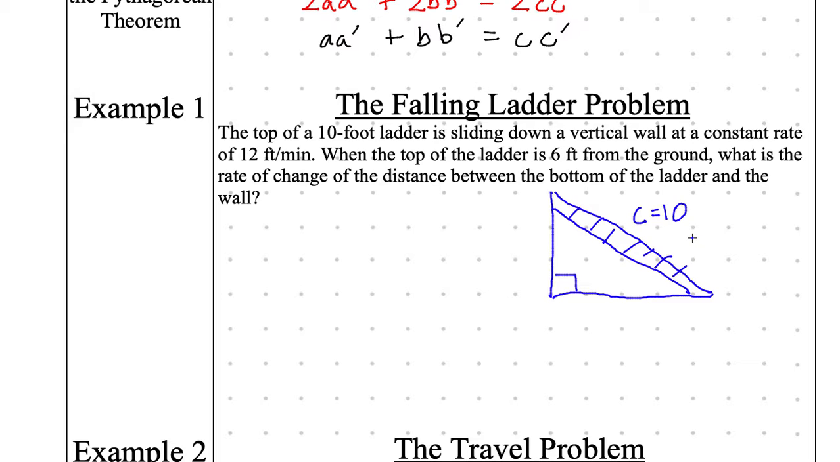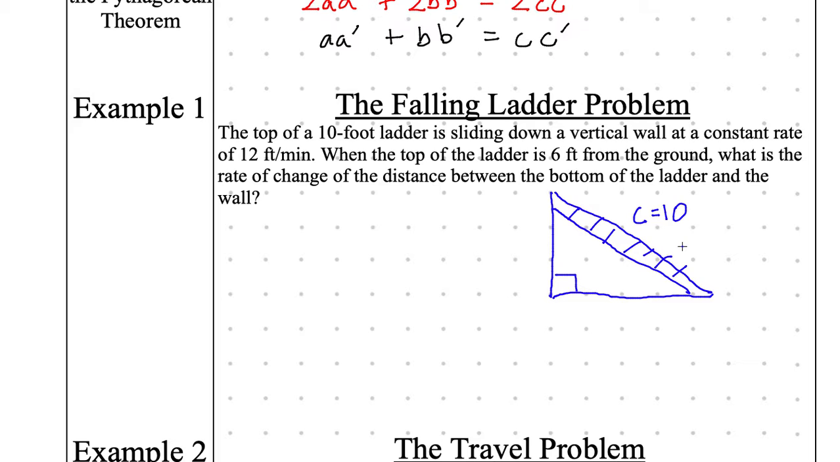C prime is not 12. Oh, is it negative 12? So how fast is the ladder changing size? Does the ladder turn into a shorter ladder? Does the ladder get elongated? Generally speaking, whenever you're having a falling ladder problem, the ladder's not changing size. It's just going to be the same ladder. It's a really unfancy ladder that doesn't slide up and down.